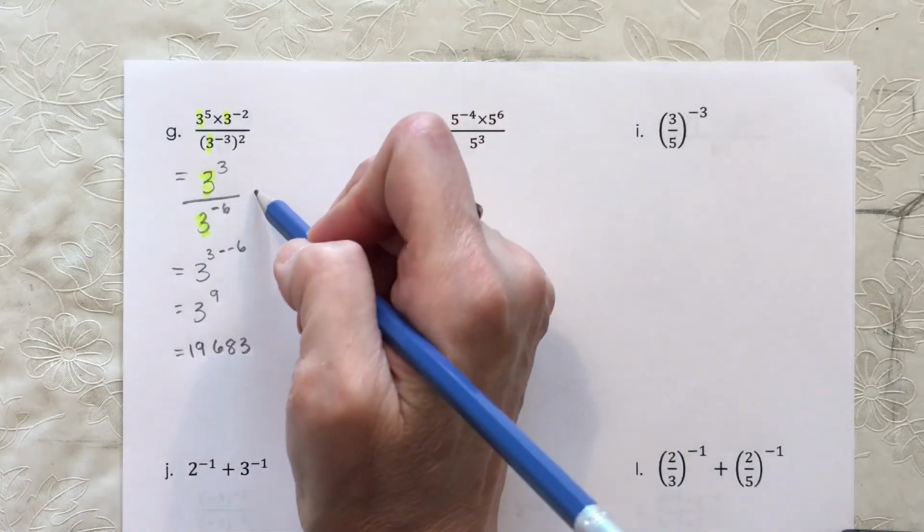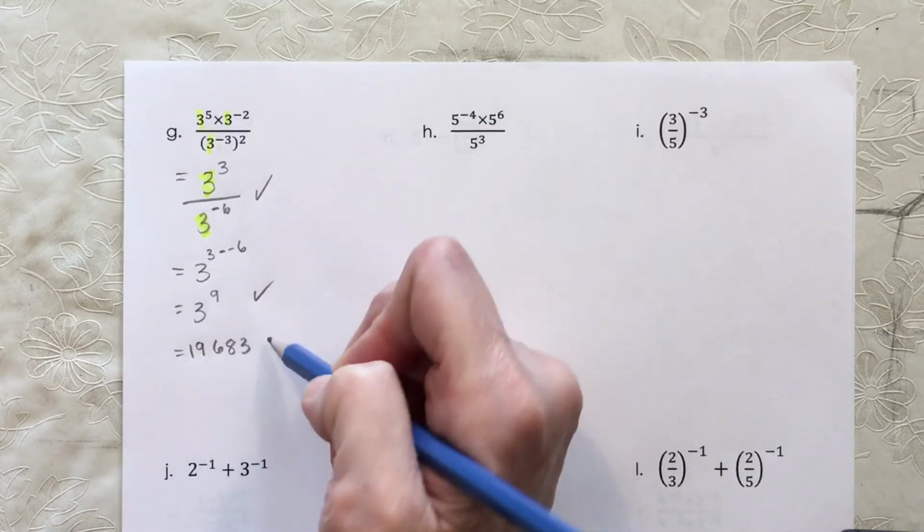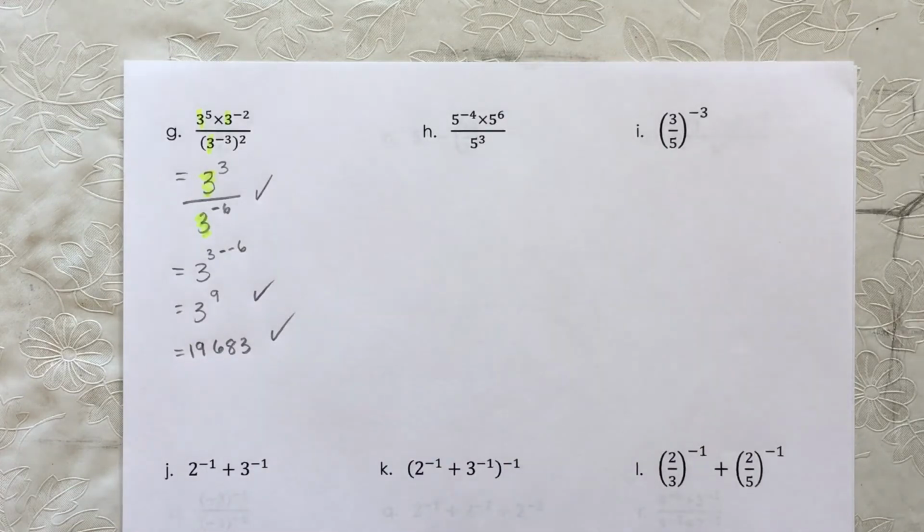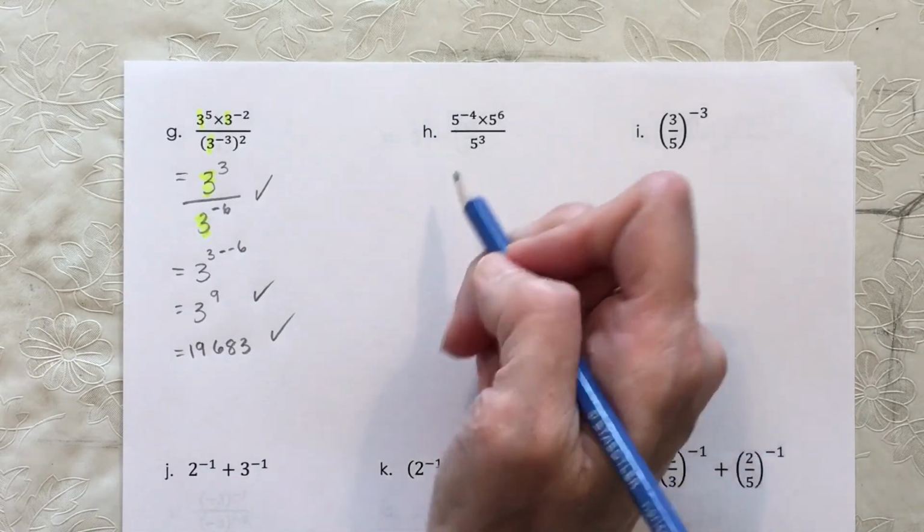So for this question, you get 1, 2, 3 marks. Okay, and if you just did it on your calculator and got 19,683, you'd only get 1 out of 3. You have to show that you've used the exponent rules.